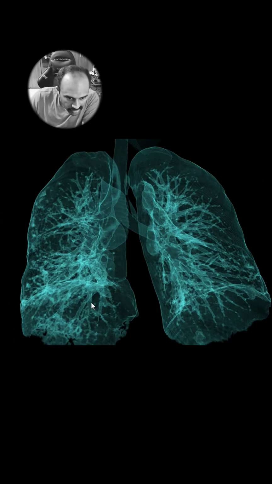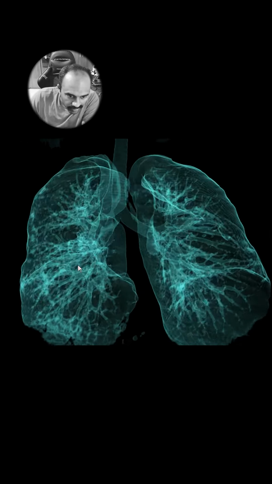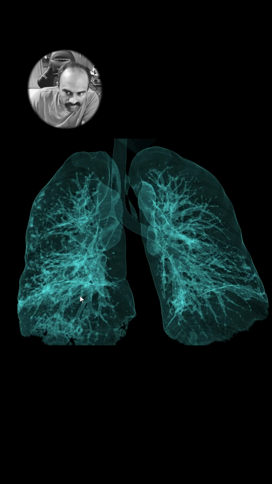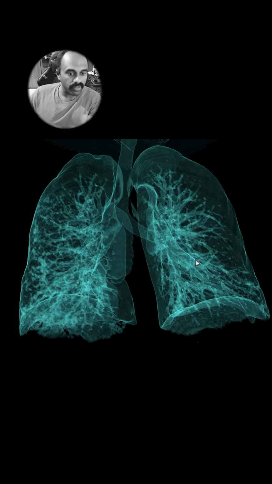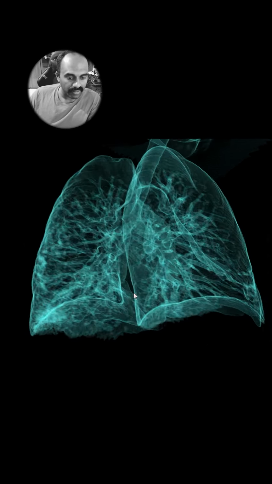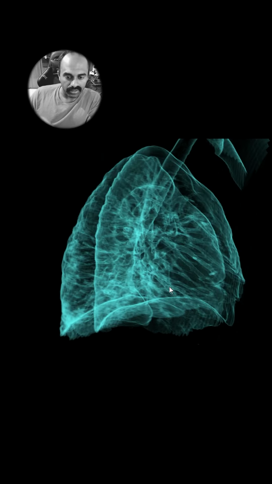Okay, if you see posteriorly and basally in the right lung, posterior basal segments, again there's a lot of loss of aeration of the lung. It's not aerated. Aerated areas are looking translucent while the afflicted areas are appearing bright or dense.